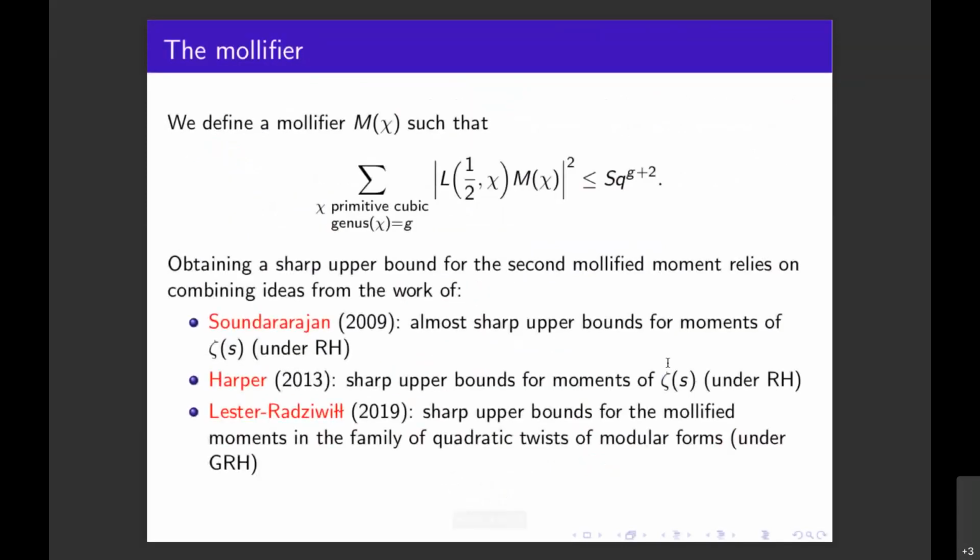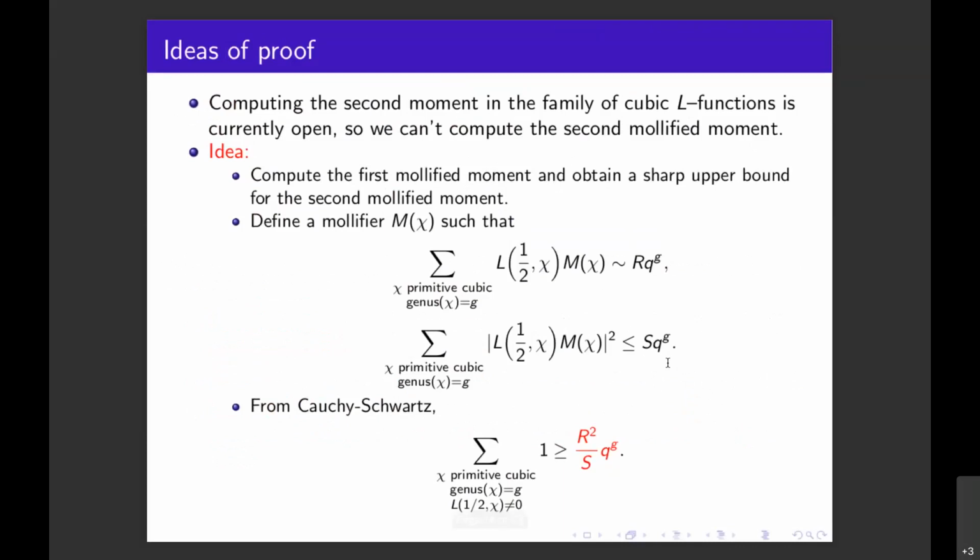Okay, so now there are two parts to this proof, and they are very separate from each other. The first is obtaining this asymptotic formula for the first mollified moment. The second part is getting the sharp upper bound for the mollified moments. So I will talk about the different techniques that we use. I will start with the sharp upper bound for the mollified moments.